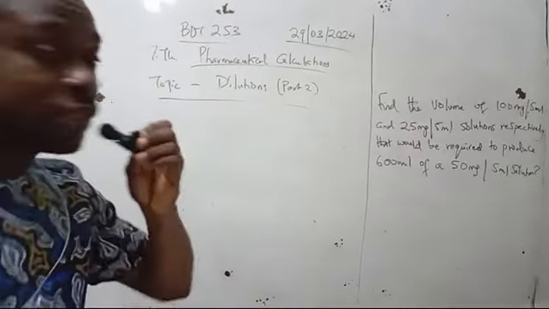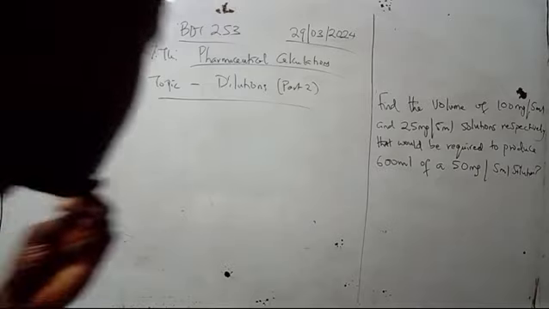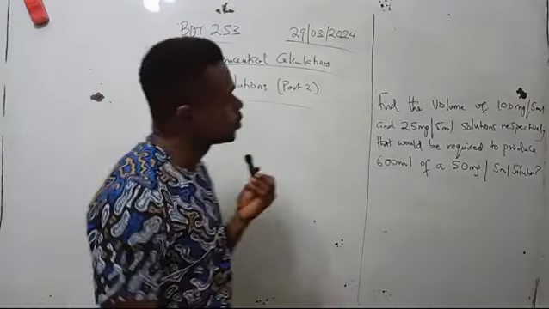The question says, find the volume of 100 milligram per 5 ml and 25 milligram per 5 ml solutions respectively that would be required to produce 600 ml of a 50 milligram per 5 ml solution. This is question number 1 for today.